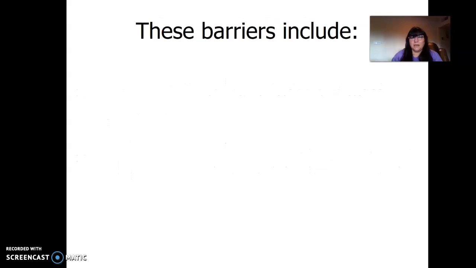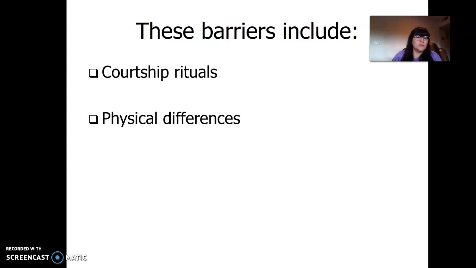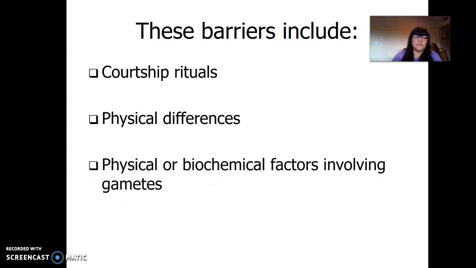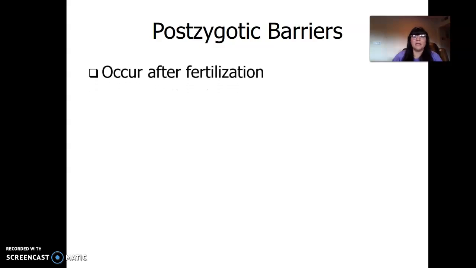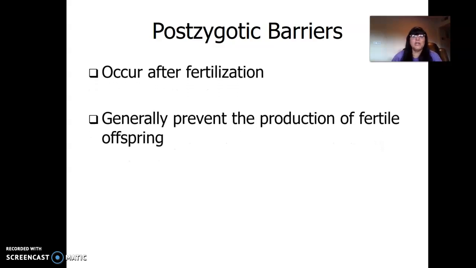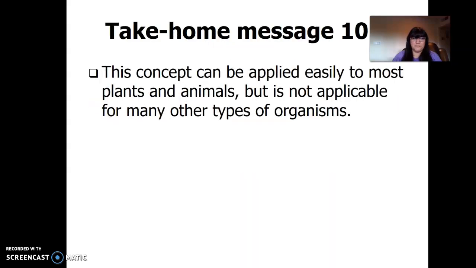So prezygotic, courtship rituals could be prezygotic, physical differences could be prezygotic, physical biochemical factors involving gametes. Postzygotic, after fertilization, generally prevent the production of fertile offspring, and generally, if they're going to survive, result in hybrids.